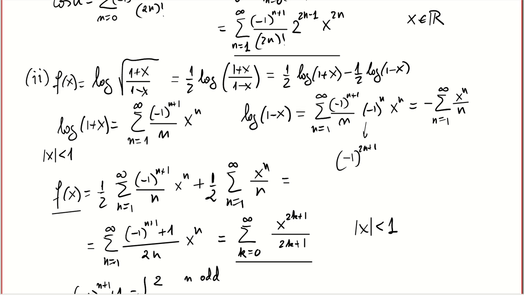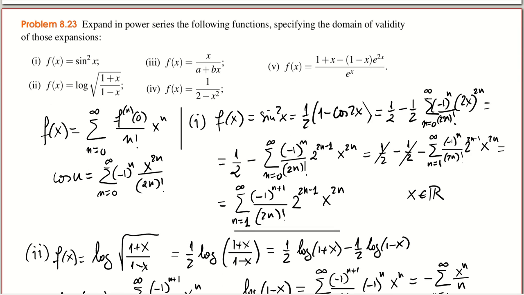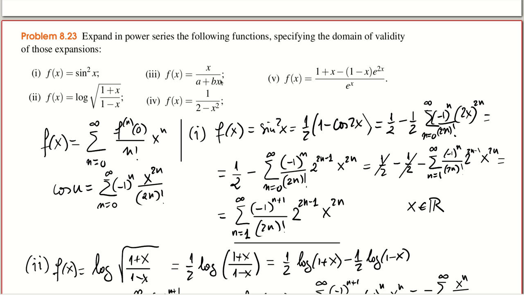Okay, let's go to the third. So the third one is x over (a plus bx).